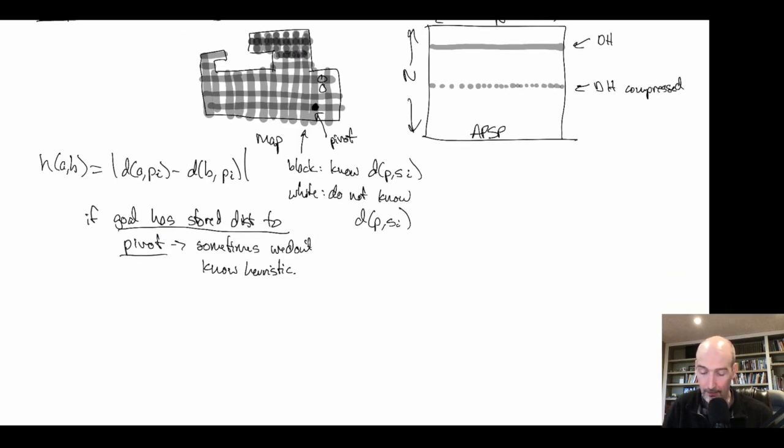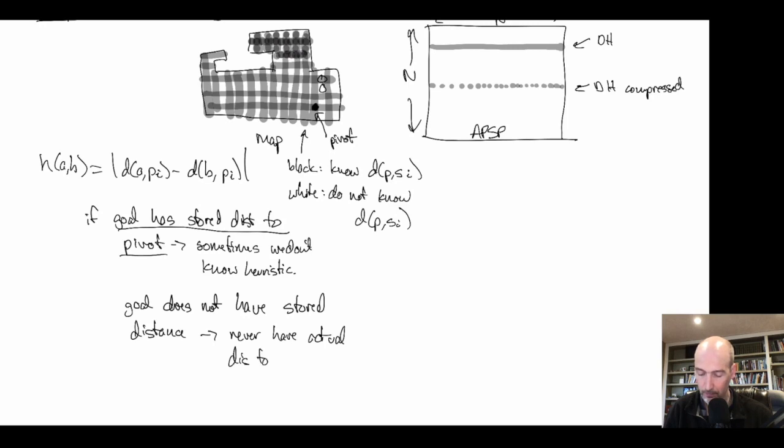If the goal does not have a stored distance, then we never have an actual distance to the goal. Okay, and so we're going to need to be able to compensate for that.